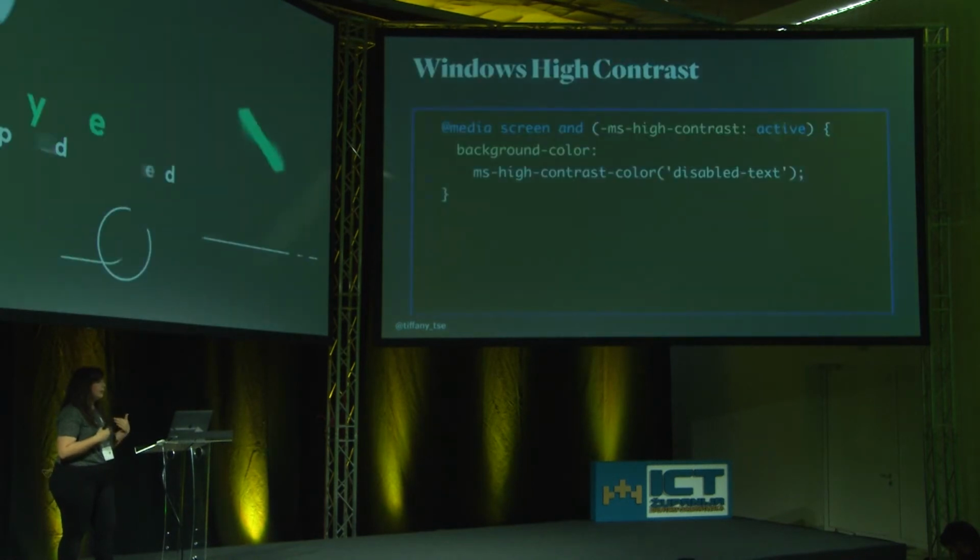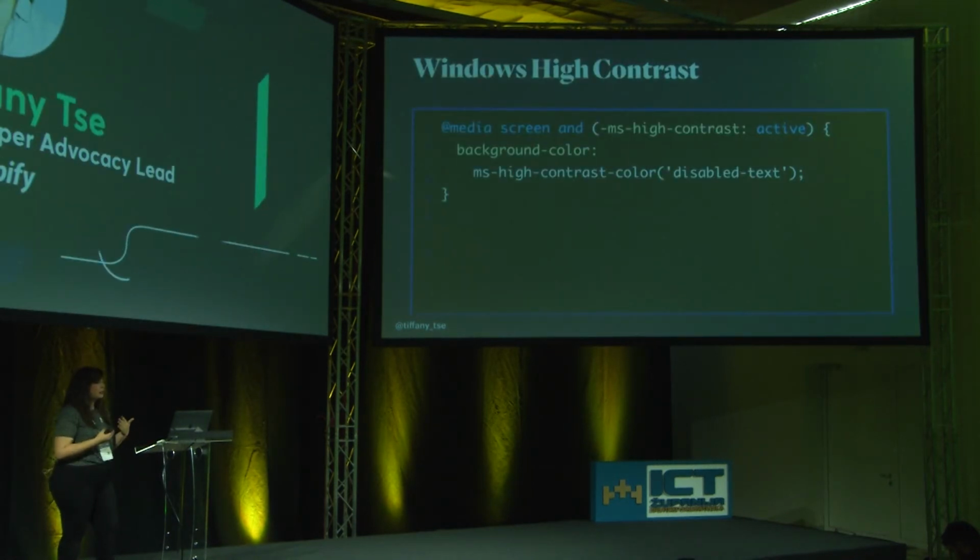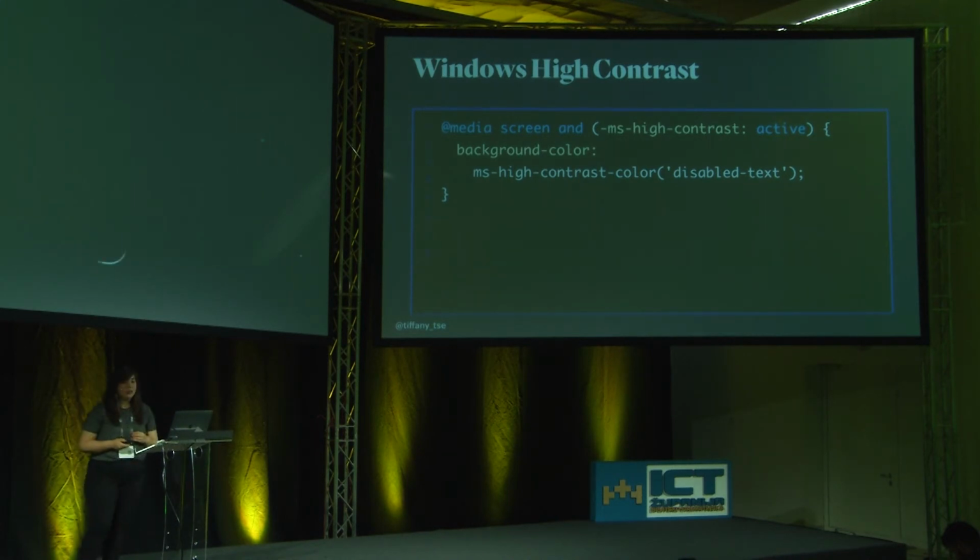And the necessary change, again, is really straightforward. It's just adding a media query for MS high contrast. We set the value to active, and this indicates that the CSS that follows will be applied when a user sets their system to high contrast mode with any type of color variation on their system.